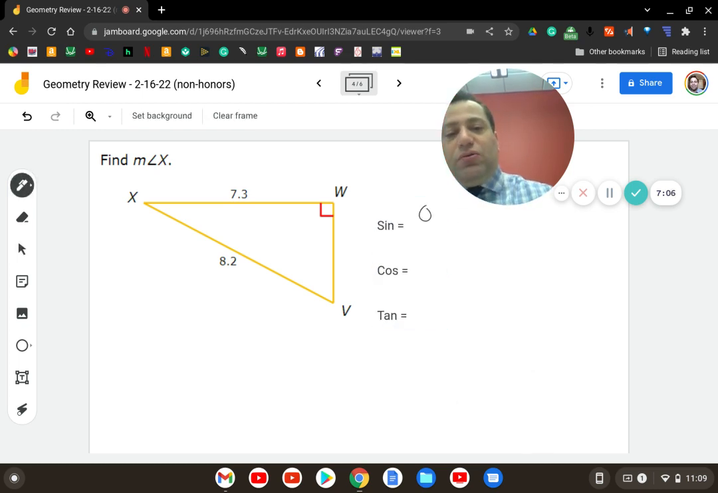Sine is once again equal to opposite over hypotenuse. Cosine is equal to adjacent over hypotenuse. And tangent is equal to opposite over adjacent.